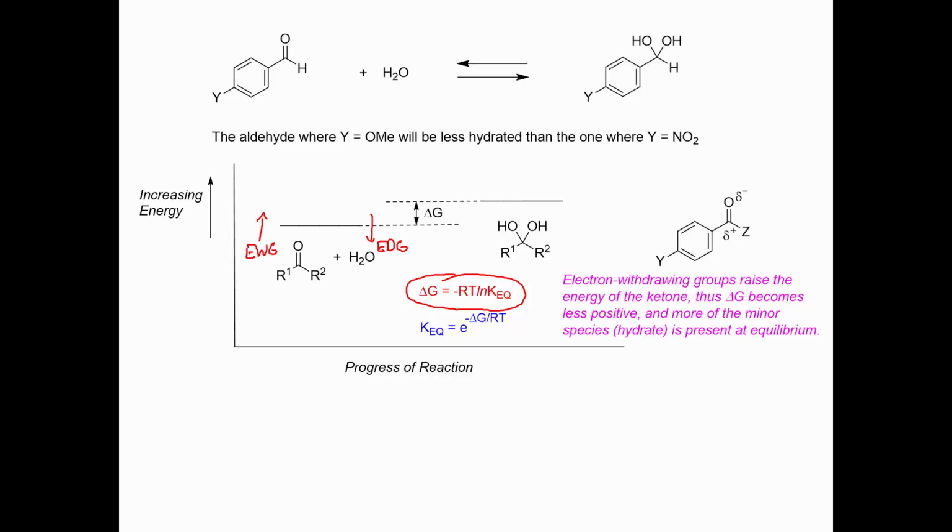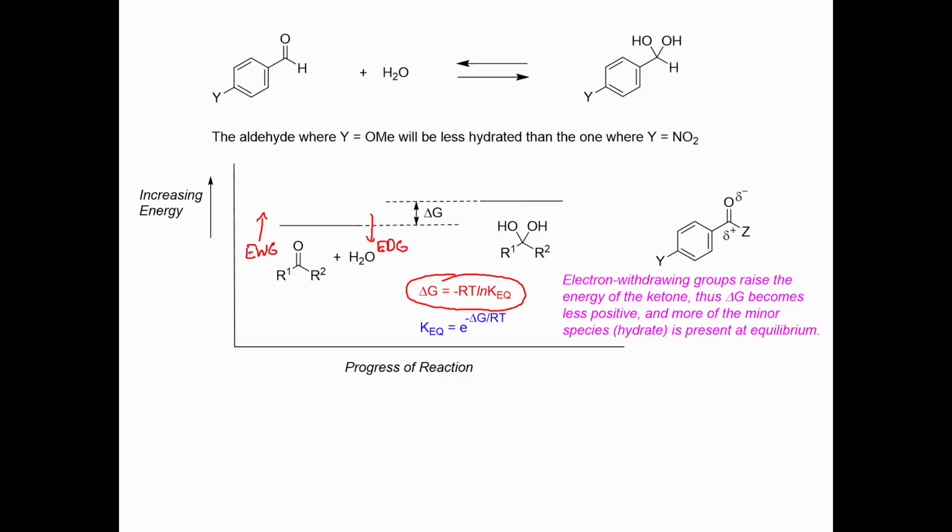Okay, so if this rises up and becomes closer in energy to the energy of the hydrate, which I'm showing as typically being an endothermic reaction because in most cases the equilibrium favors the reactants. But what we see here is that as we minimize the positive delta G, we get more hydrate.